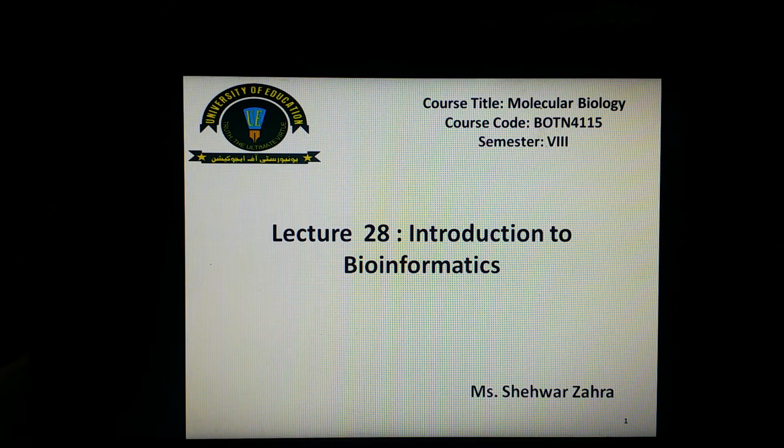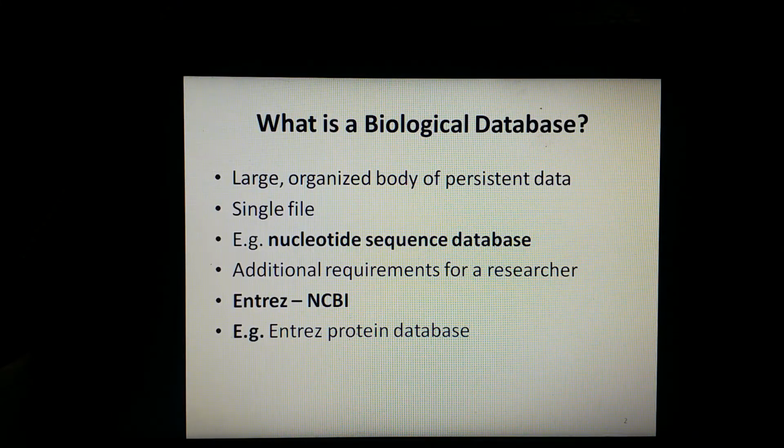Today our topic of discussion is Introduction to Bioinformatics. So before we move to our main topic, that is bioinformatics, first we will discuss what a biological database is. A biological database is a large organized body of persistent data that is usually associated with computerized software that is designed to update, query and retrieve components of the data that is stored within the system. So this is basically the definition of a biological database.